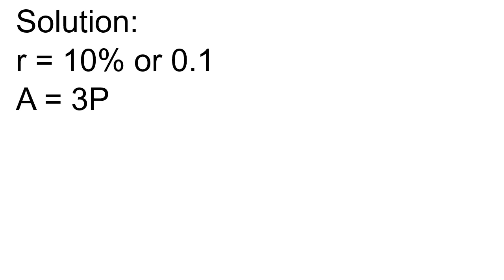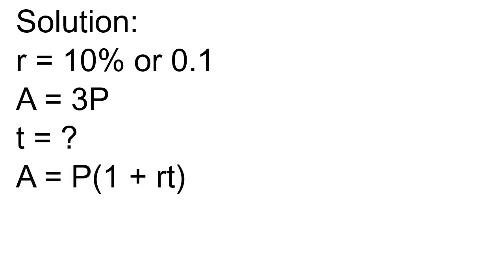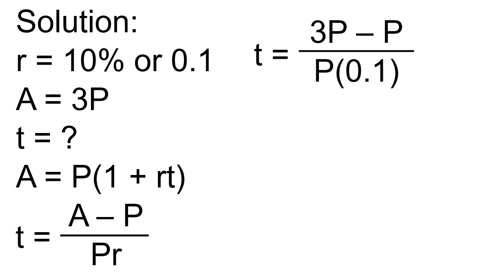A is equal to 3P because it says there that the final amount or the accumulated value will be tripled. The tripled or thrice the principal amount. So thrice the principal amount is 3P. So A is equal to 3P. So let's solve for time. Use this formula. So deriving the formula, you'll be arriving at T equals A minus P all over PR. So T is equal to, A is 3P, so 3P minus P over P times 0.1.